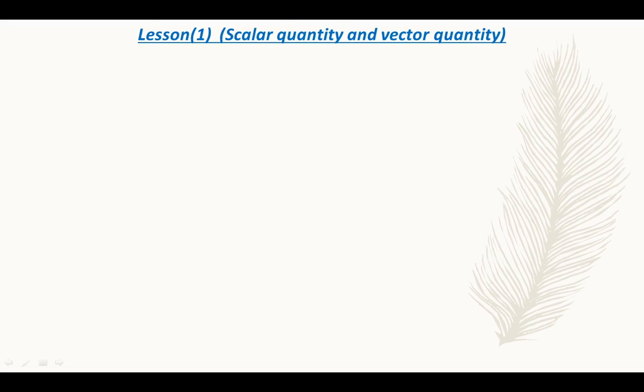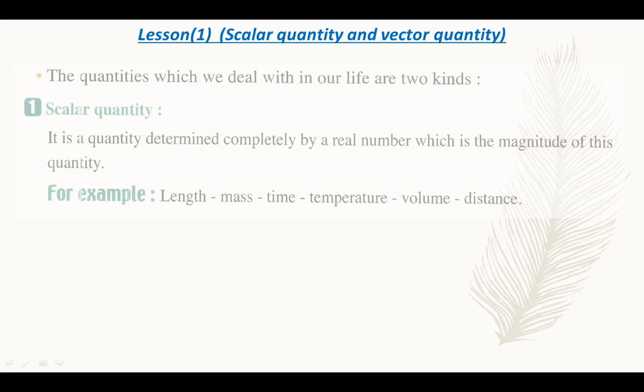Lesson 1, scalar quantity and vector quantity. The quantities which we deal with in our life are two kinds. The first is called scalar quantity. So what is the scalar quantity? It is a quantity determined completely by a real number, which is the magnitude of this quantity. For example, length, mass, time, temperature, volume, and distance.